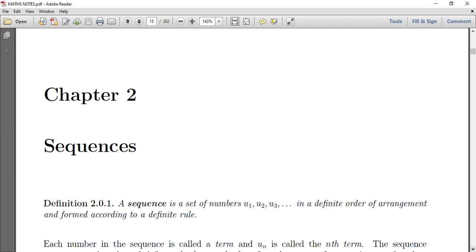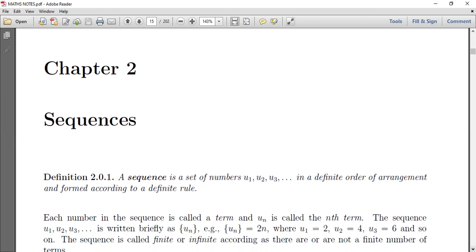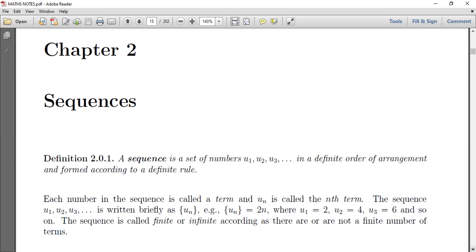Our next lecture is on sequences. Okay. Coming from our previous lecture on proof by induction, next, we want to look at sequences. What is a sequence? A sequence is a set of numbers.